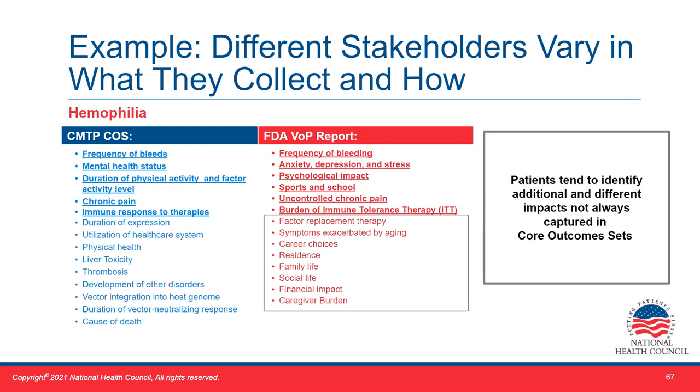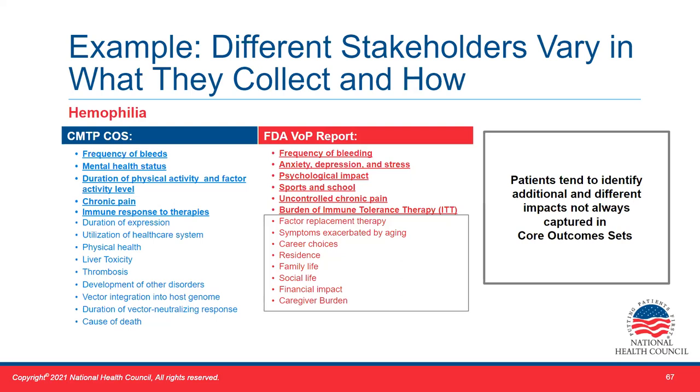And you see that if we look at an FDA Voice of the Patient report that came out of a PFDD meeting for hemophilia, there's a whole set of things that patients reported in that meeting that were in this report that talk about different things that patients care about or the impacts on their life that were not captured in a core outcome set. Some of them were, those that are underlined, but many of these were not. These do not overlap at all with what's in the set.